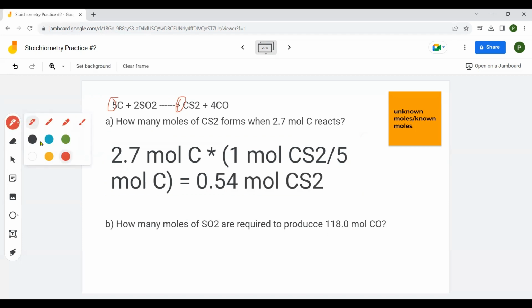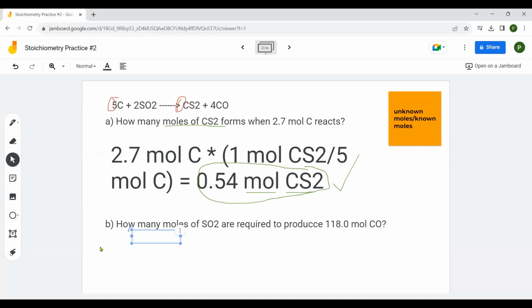Again, I want to make sure that I'm actually done with my problem. So I can go back and see, okay, it wants me to find moles of CS2. And I can look down here, see that I have moles, and see that it's CS2. And I can say, alrighty, I am done. Now this one's a two-parter, so we'll jump down to part B.